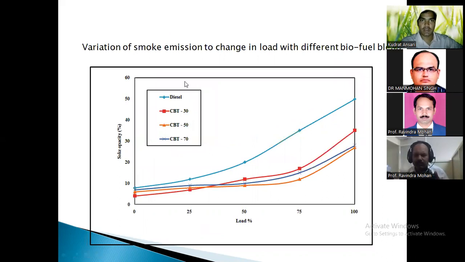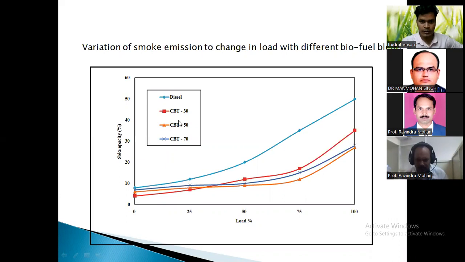Now the variation of smoke emission with change in load for the different biofuel blends. Again, in the figure, the x-axis shows the load percentage and the y-axis shows the smoke opacity percentage. When the load increases from 0 to 100%, even at 0% it is always higher for natural diesel compared to all blended diesel.